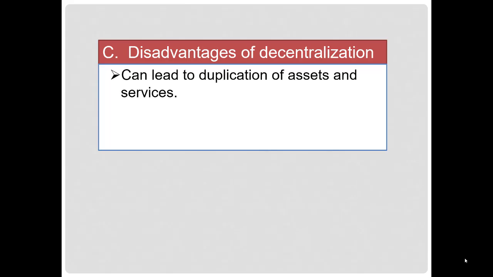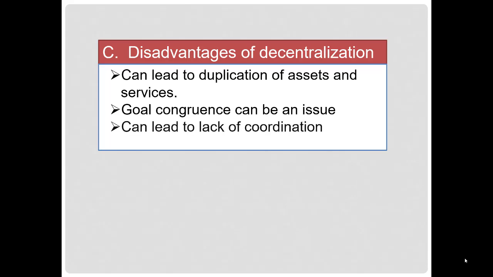The disadvantages of decentralization include that it can lead to duplication of assets and services. You may have to have more of your service departments at various locations, and sometimes your different divisions will be doing the same activities, and that can be costly. Goal congruence can be an issue. When we say goal congruence, we are talking about the alignment of the manager's goals with the company's goals, and we'll talk more about this later. It can lead to a lack of coordination.